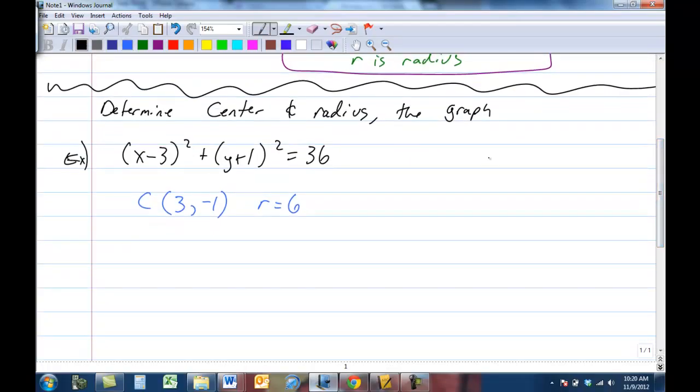Alright, so we got our center, our radius. Let's graph this. Now, we're just going to make a sketch, but we're going to make this pseudo precise. Our center's at 3, negative 1, so make some tick marks going across and up and down. So, our center's at 3, negative 1, with a radius of 6.